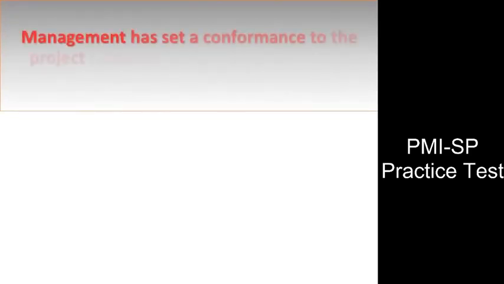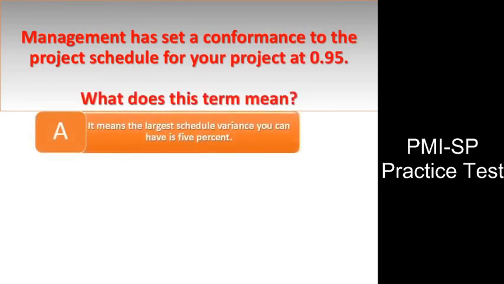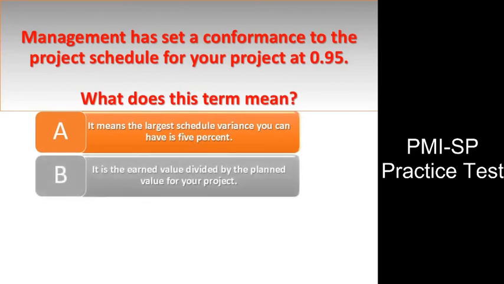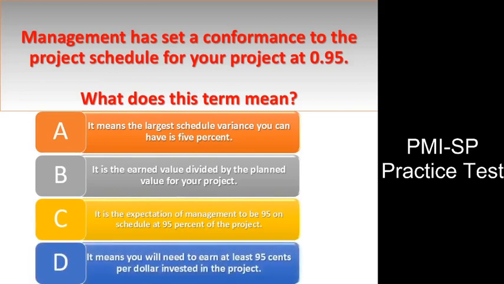Question number 10. Management has set a conformance to the project schedule for your project at 0.95. What does this term mean? A. It means the largest schedule variance you can have is 5%. B. It is the earned value divided by the planned value for your project. C. It is the expectation of management to be 95% on schedule at 95% of the project. D. It means you will need to earn at least 95 cents per dollar invested in the project.